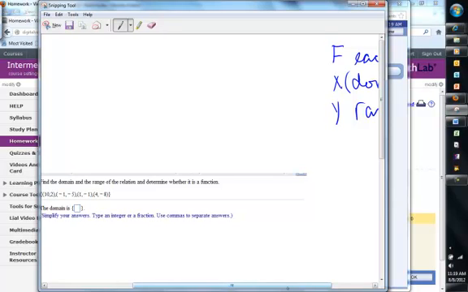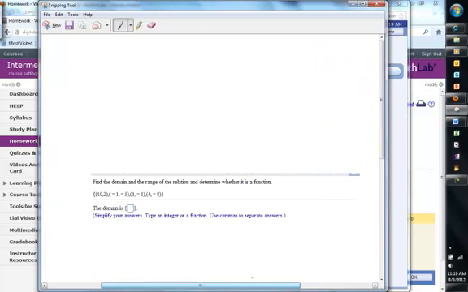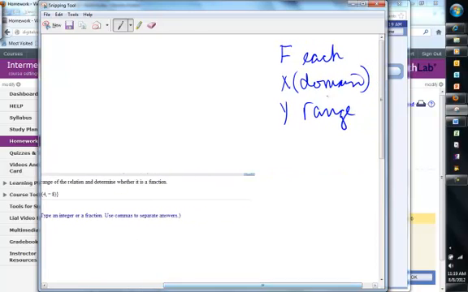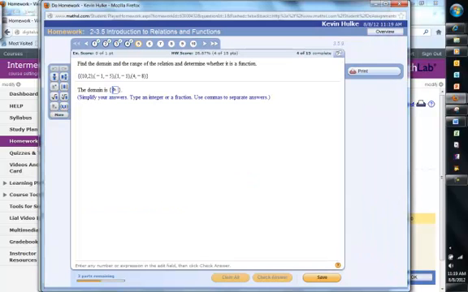Okay, so we want to know the domain, the choices for x in this case. So the choices for x are 10, -1, 1, and 4.